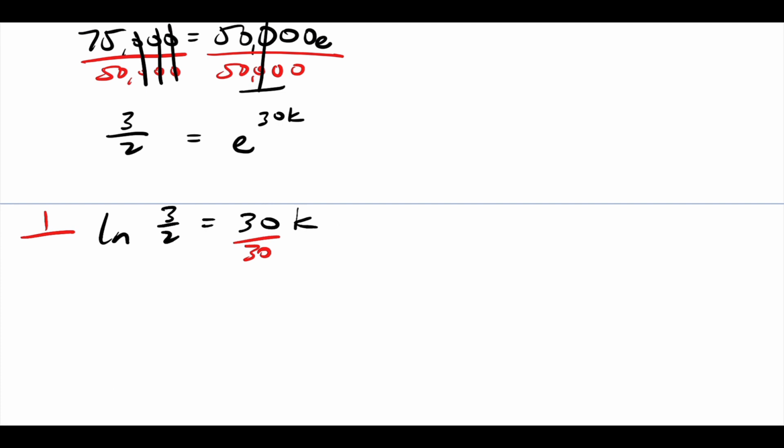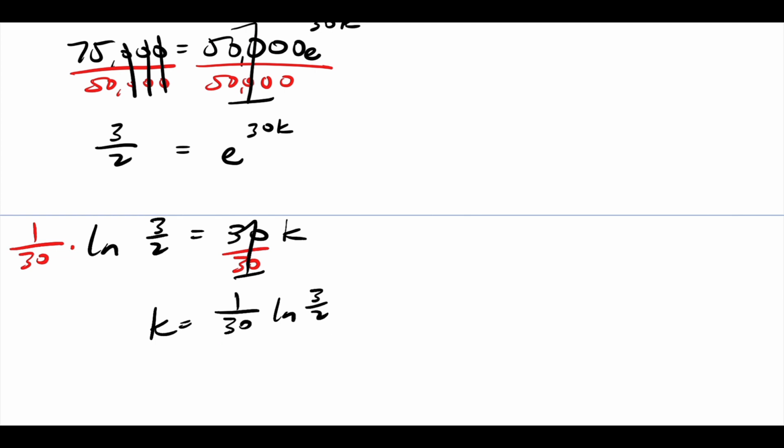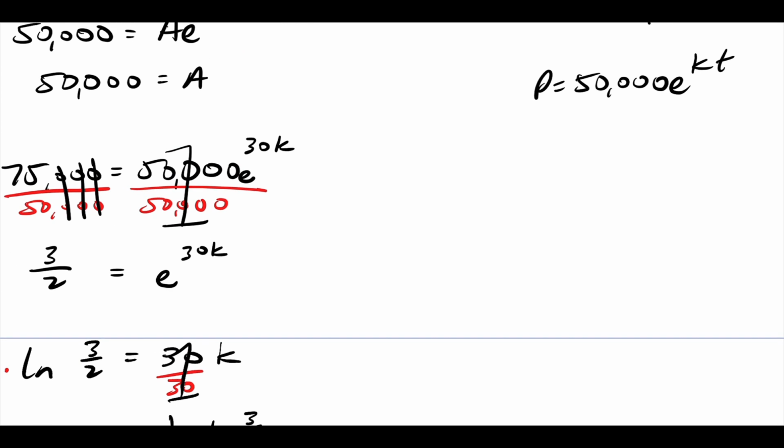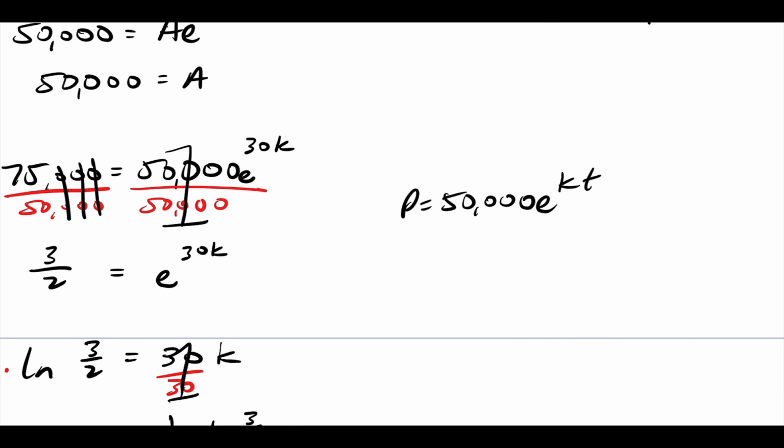Divide by 30. I get k equals 1/30th natural log of 3 over 2. Okay, so now I'm going to fill that in over here. Now I'm ready to roll. Now the rest is just calculator.